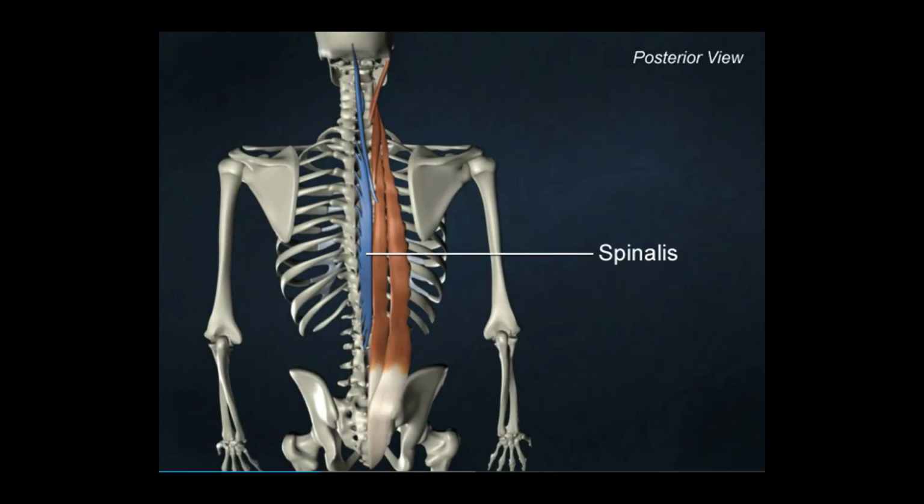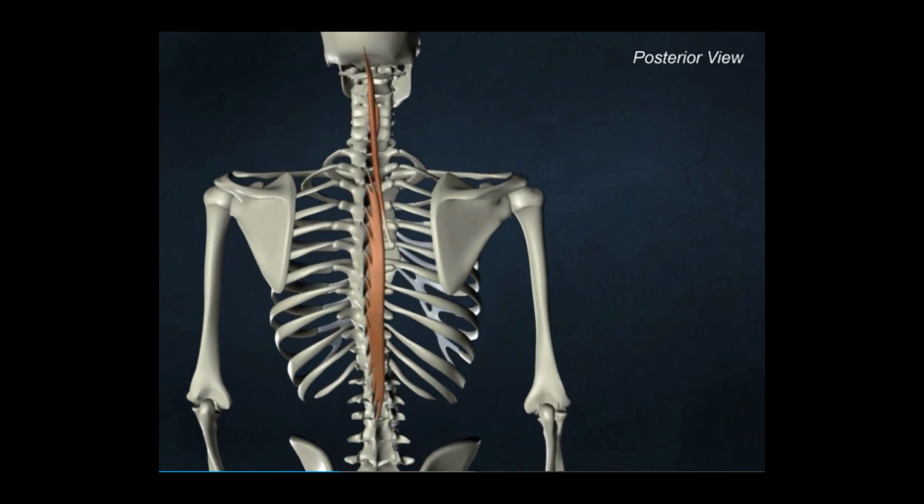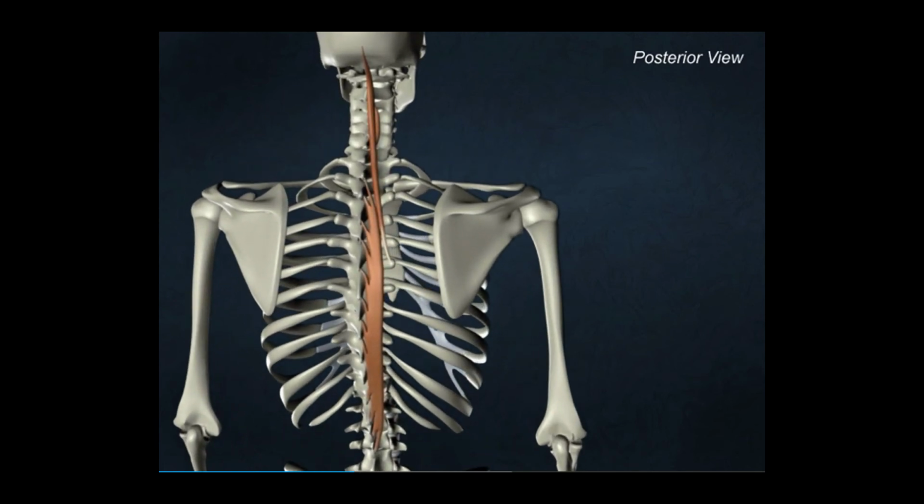The spinalis forms the medial-most column, and when most developed, it has three parts, as do the other muscles. These are spinalis thoracis, spinalis cervicis, and spinalis capitis. From their origins, spinalis fibers run superiorly to insert onto vertebrae, the ligamentum nuchae, and the skull.